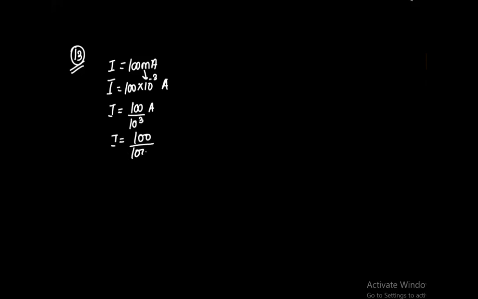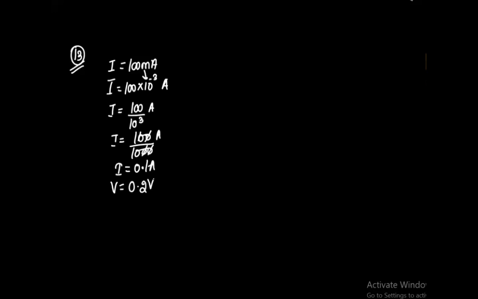This question says the filament of a bulb takes 100 milliamperes. We know milliampere current. Milli means what? 10 raised to the power minus 3 ampere. Minus 3 will go down, it will become plus 3. 10 to the power plus 3 means 1000. 100 upon 1000 ampere, 0 will get cut. So current will be 0.1 ampere. And this current comes where potential difference is 0.2 volt. This is what the question says.